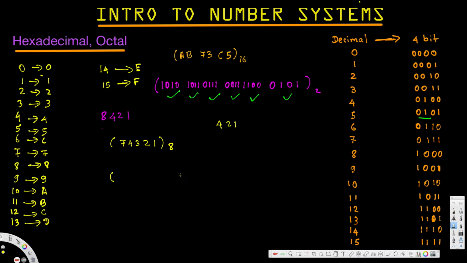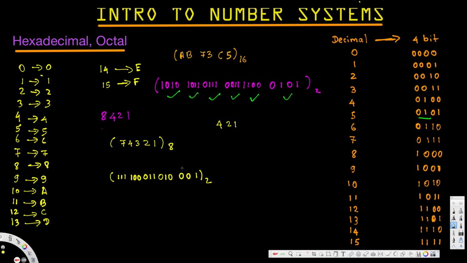So 001. And what's going to give us 2? 010. What's going to give us 3? 011. And what's going to give us 4? 100. And what's going to give us 7? That's going to be all 3 numbers, so 111. And that's going to be the base 2 of this octal number.